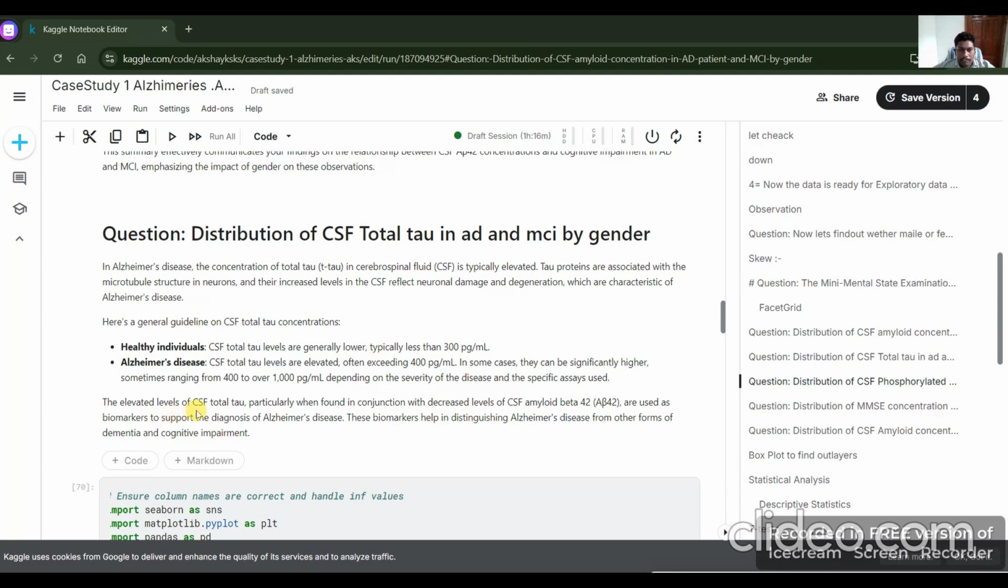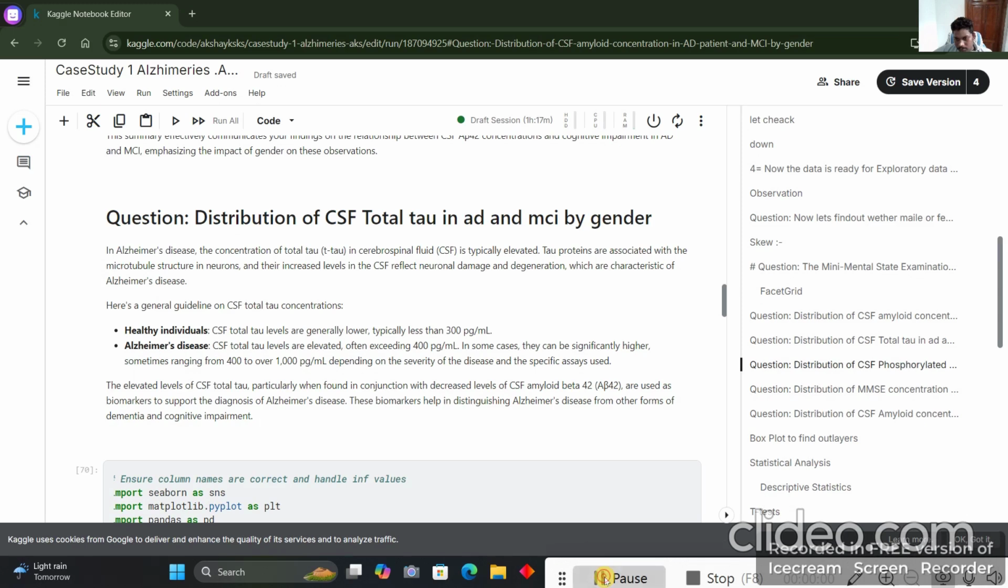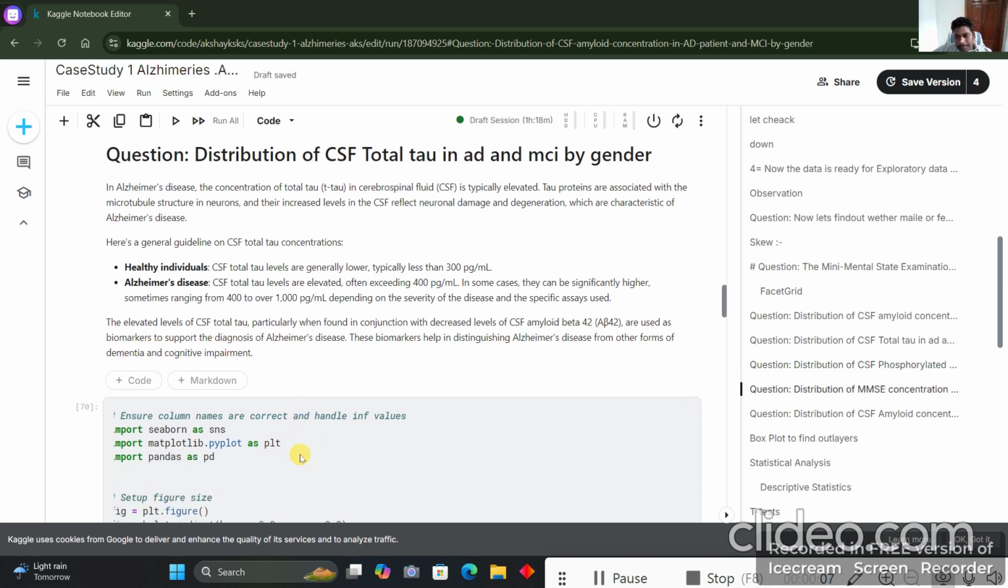The elevated levels of CSF total TAU, particularly when found in conjunction with decreased levels of CSF amyloid beta, are used as a biomarker to support the diagnosis of Alzheimer's disease. The biomarkers help distinguish Alzheimer's disease from other forms of dementia and cognitive impairment.